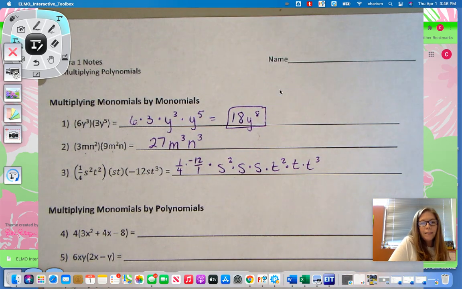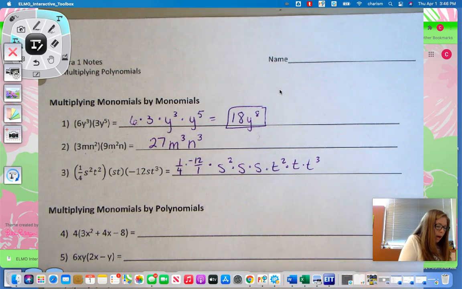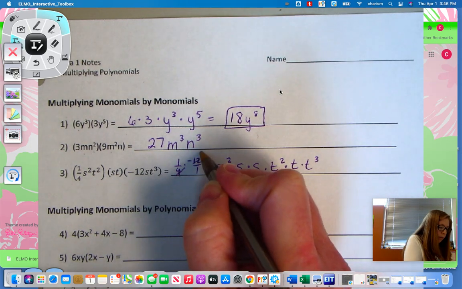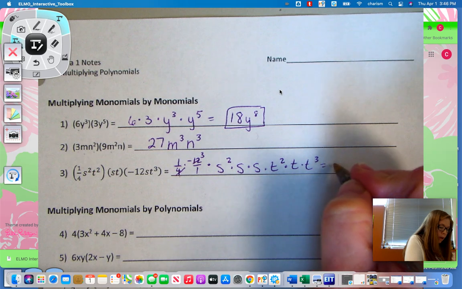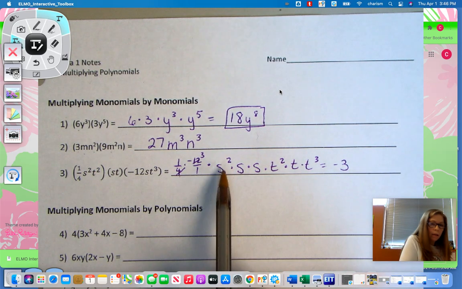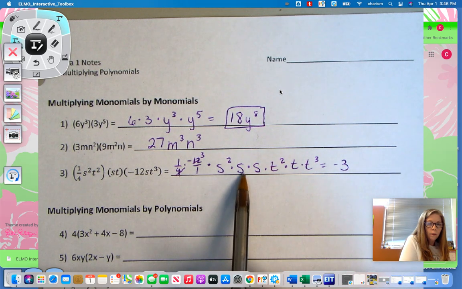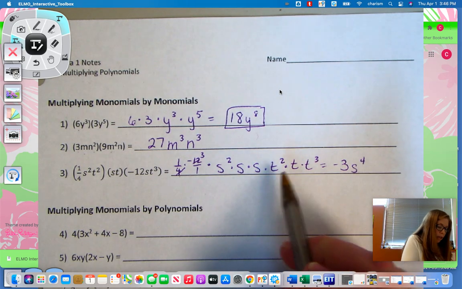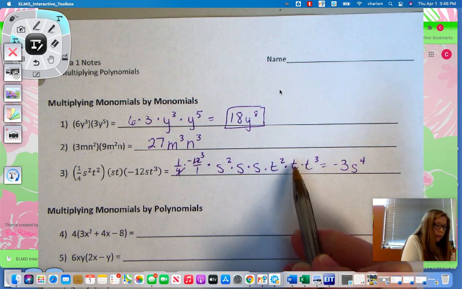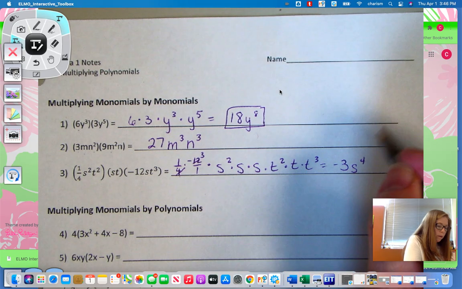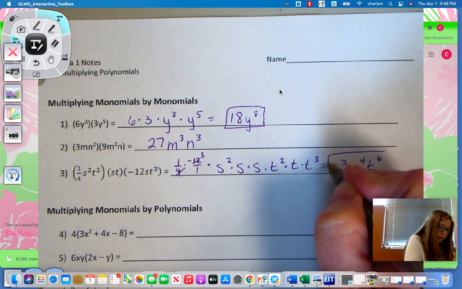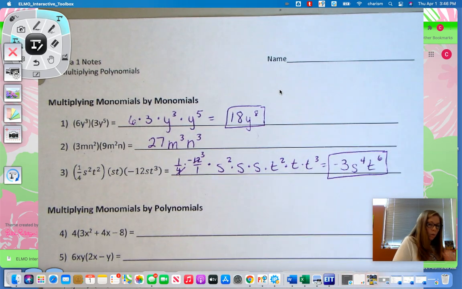Okay, so when we break it down like that, it doesn't look so bad. But a fourth of 12, so that's 12 being divided by 4. And you can see that reduces to a negative 3. And then look how many s's we have. We have 1, 2, 3, and 4 of them. And our t's, we have 1, 2, 3, and then 3 more. So t to the 6th. And there you go. That's our final answer. Negative 3, s to the 4th, t to the 6th.